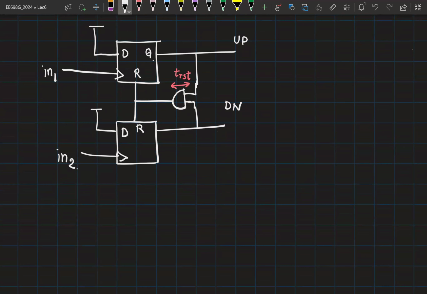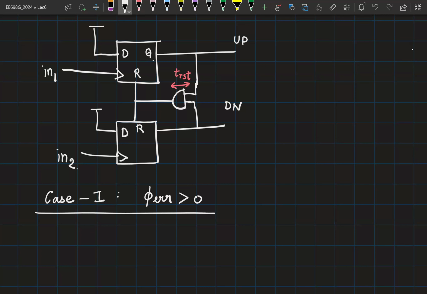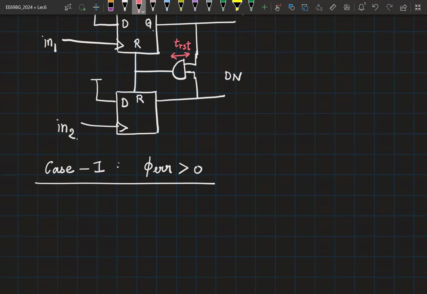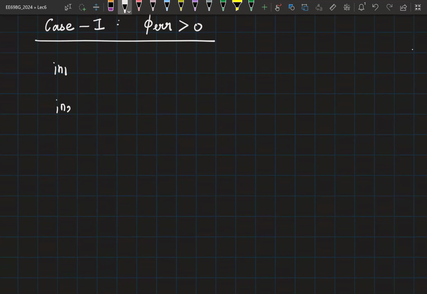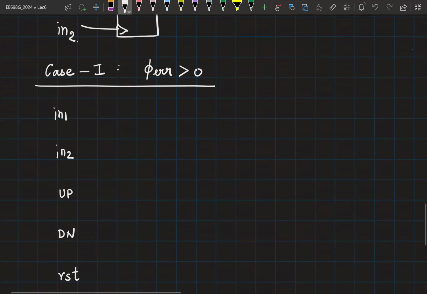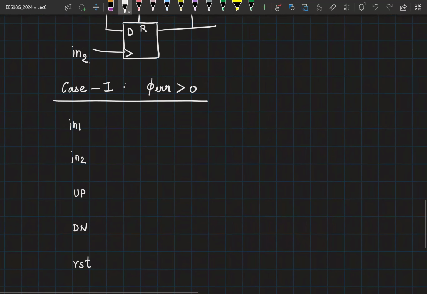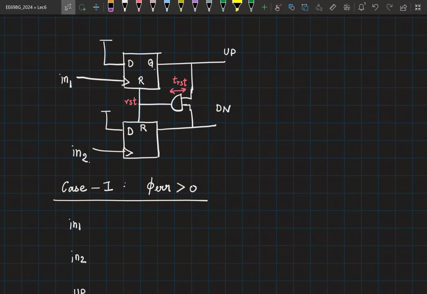So let us do the same procedure again. Let's assume two cases. Case one, where phase error is a small positive number. You will have to plot, this is your reset signal. Sketch in1, in2, up, down, and reset. Once you are done with this, do it for phase error slightly less than 0.